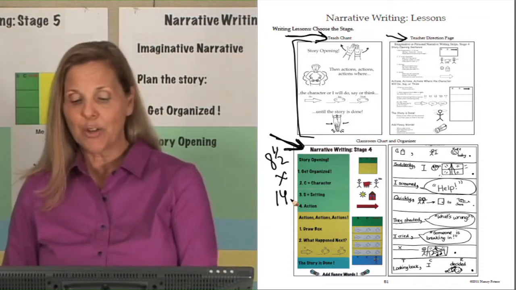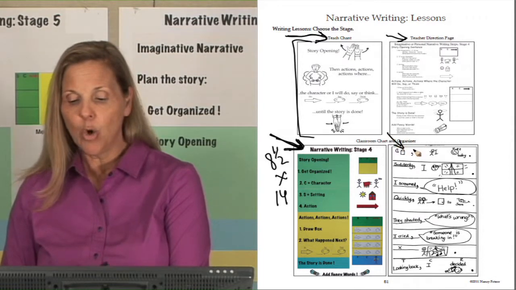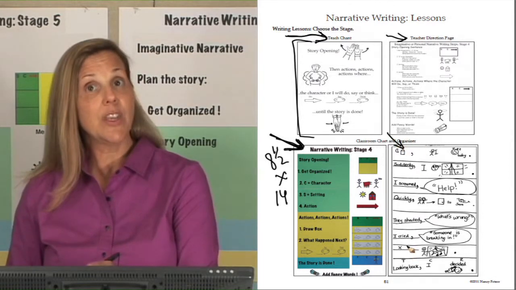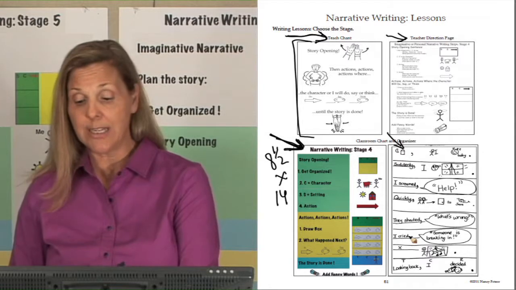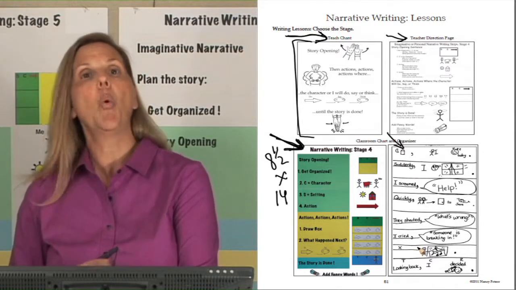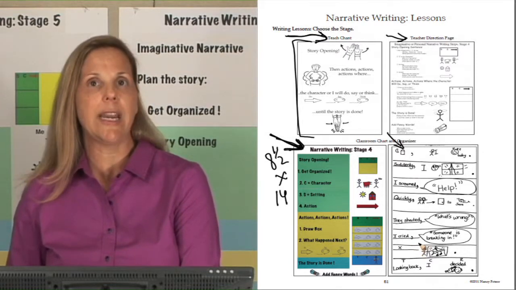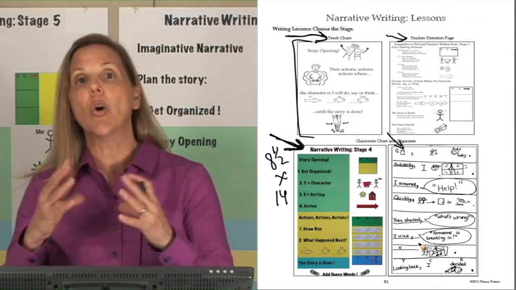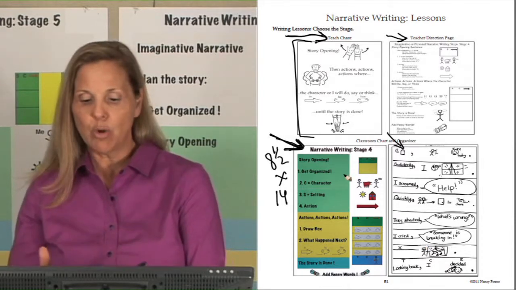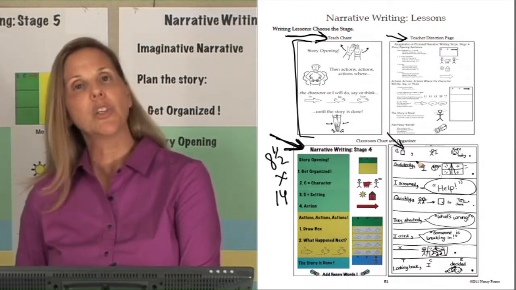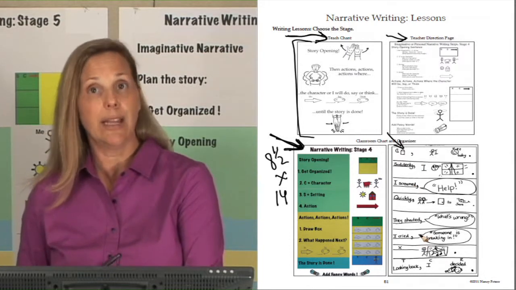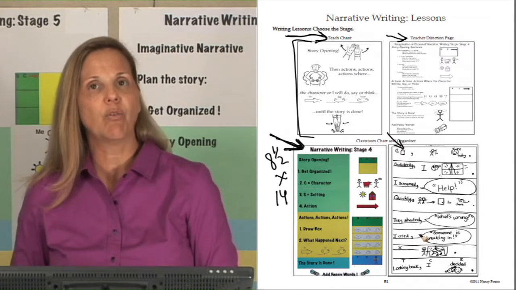Also, what you'll notice on this page is a sample organizer. And this organizer shows you, and in this case, this is a stage 4, what a finished piece of writing would look like at the organizational level. So when students are following the steps, this is what their organizer should look like. And in this case, like I said, at a stage 4.